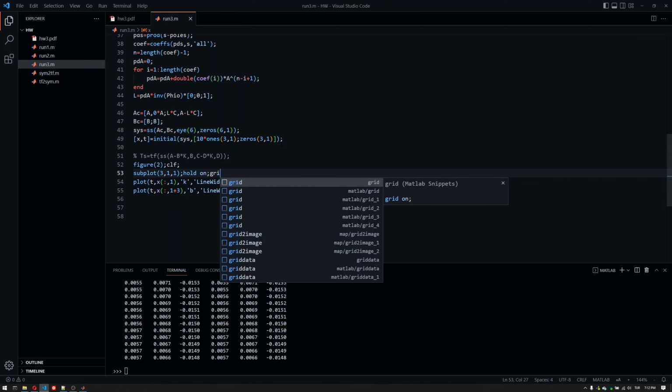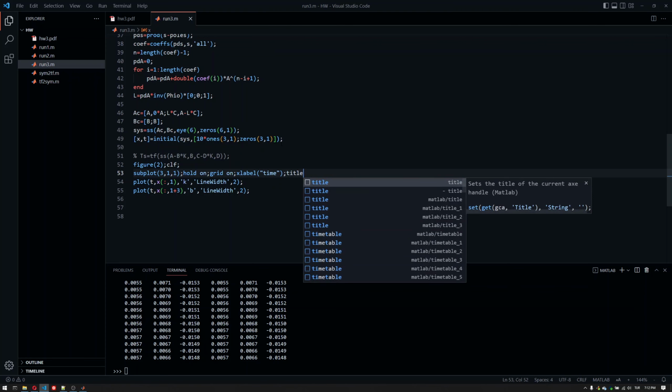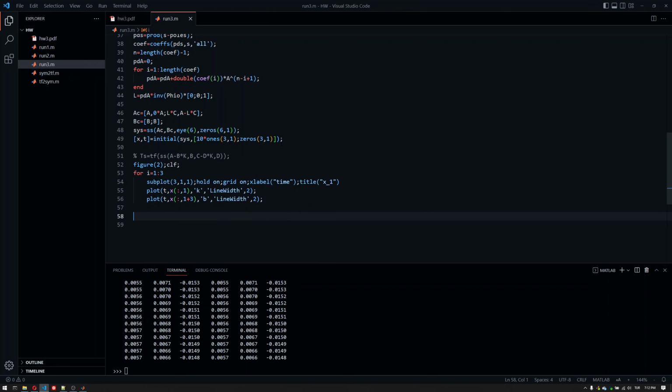Hold on, grid on, x label should be time, and then title should be x1. So I hope I can use a for loop here, 1, 2, 3, to generate it automatically. So this should be i, this should be i, this should be i, and this should be i, and we should be good to go, I guess.